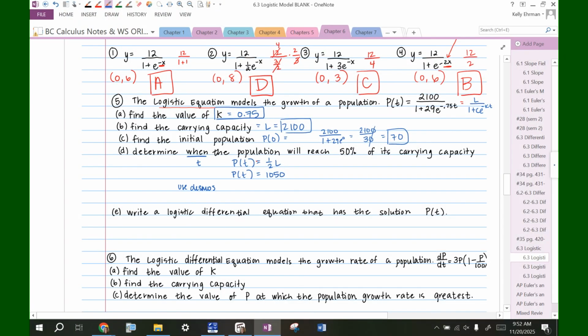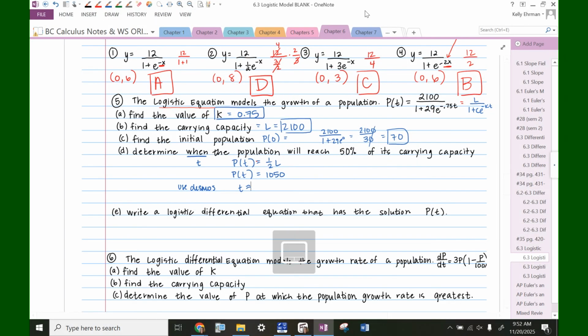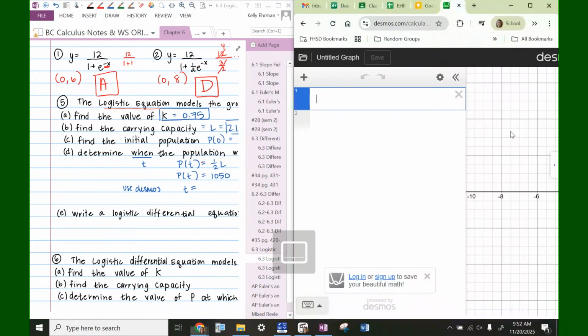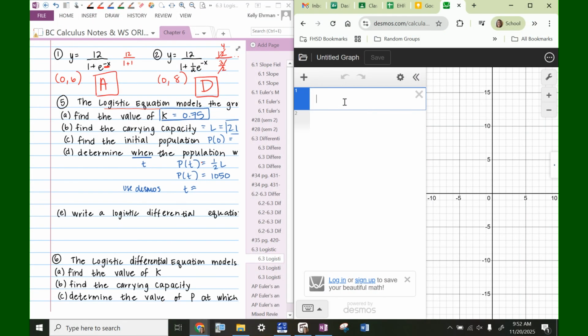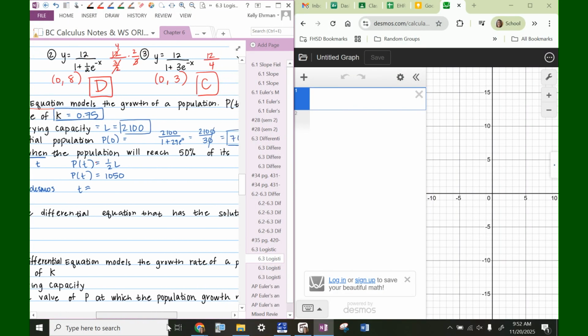I could go through the algebra of setting this equal to 1,050 and multiplying things around and natural logging and whatnot. But if we're going to use a calculator anyway to get a decimal approximation, then I'm just going to use Desmos. We do have the skills to solve for this algebraically and keep our answer in terms of natural logs, but I don't think that's necessary. So let me look at what I'm solving here.